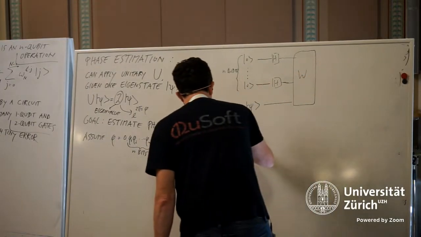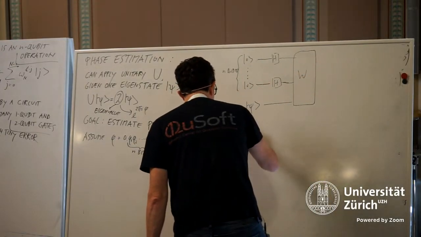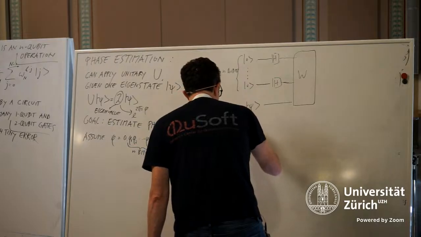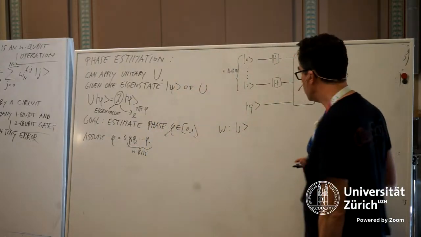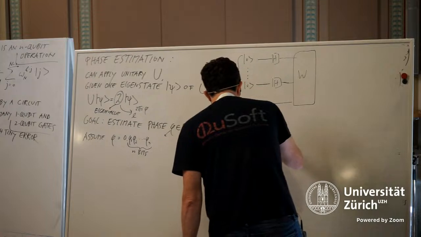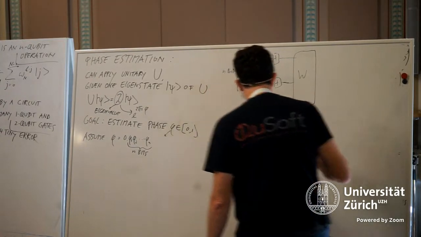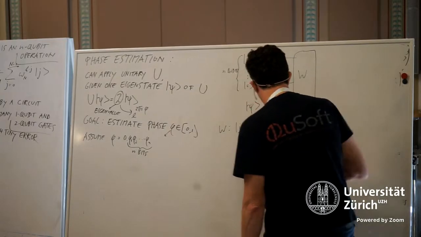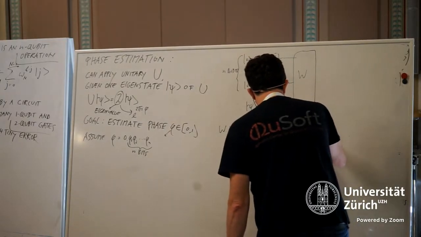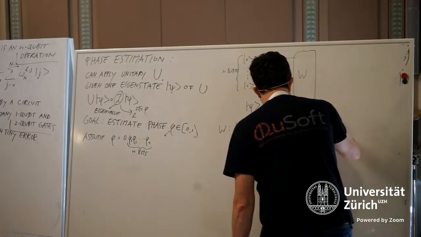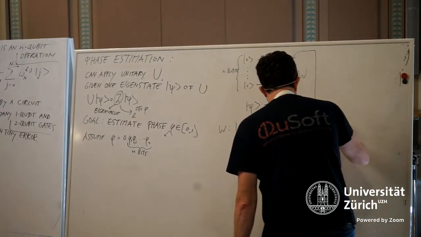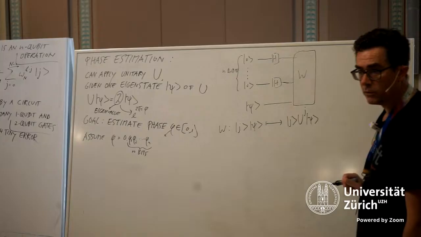And what W does is, if you have the basis state ket j in the first register, and you have some state psi in the second register, then it's going to apply U j times to this psi. So you can think of the first register as controlling, in superposition, how many times U is applied to the eigenstate psi.